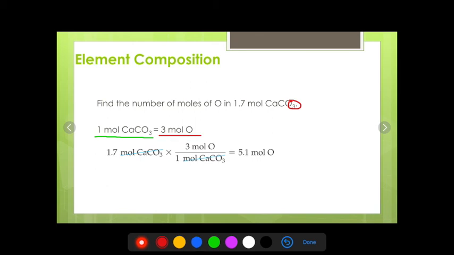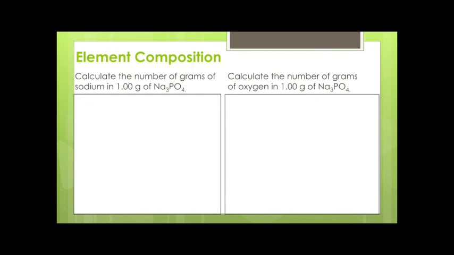So if I have a total of 1.7 moles of my compound, now I just set it up to where the moles of the compound cancel and I get oxygen all by itself right here. So if I have 1.7 moles of calcium carbonate, that means I have 5.1 moles of oxygen. So let's try some examples.